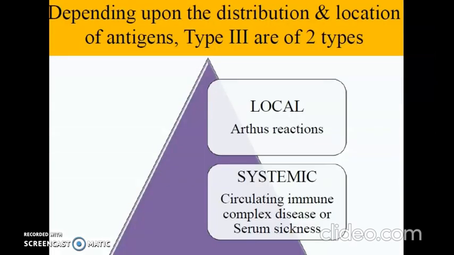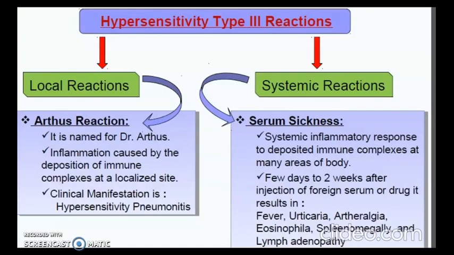Depending upon the distribution and location of antigens, type 3 hypersensitivity is of two types. The local, that includes Arthus reactions, and the systemic one, that includes circulating immune complex disease or serum sickness. Arthus reaction was named by Dr. Arthus. Here the inflammation is caused by the deposition of immune complexes at a localized site, and the clinical manifestation includes hypersensitivity pneumonitis.